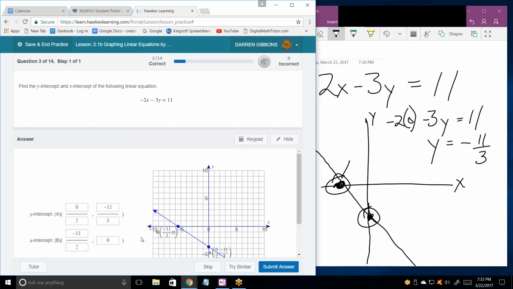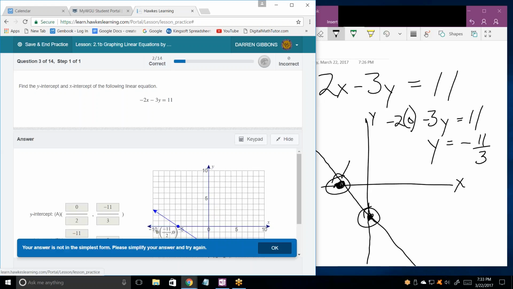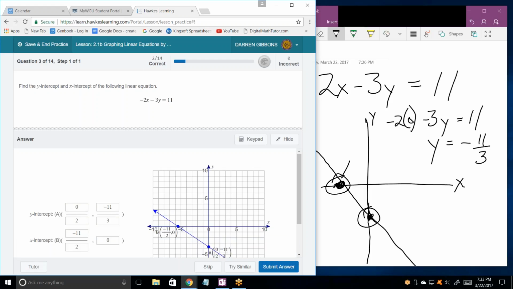Notice what it did. It drew the line on the graph. In other words, once I had put in the x and y coordinates for the intercepts, it knows how to draw the graph, and it doesn't care about slope. Your answer is not in the simplest form. All right. Rather than spending our time trying to figure out how to solve my screw up, how do we advance? Just go skip. Okay.